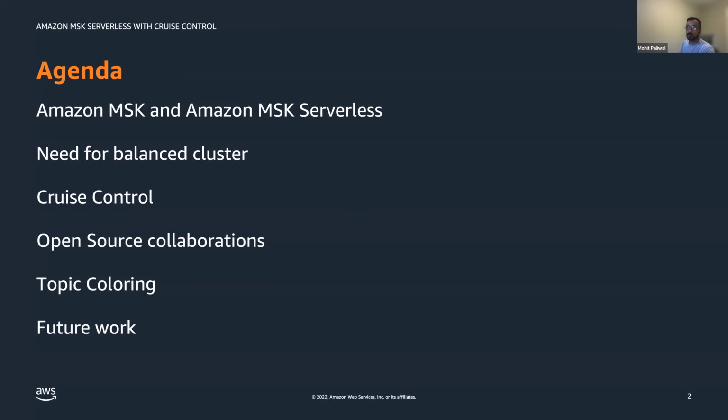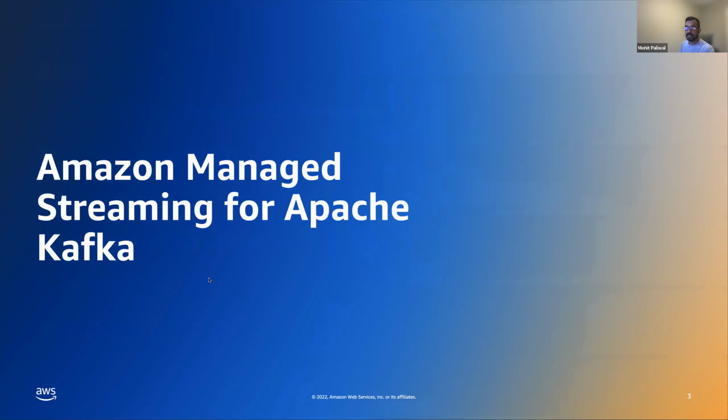Right. So what I want to cover today is Amazon MSK and Amazon MSK serverless, a brief background and history of them. With Kafka, what is the need of a balanced cluster? Then what cruise control is, our open source collaborations with cruise control maintainers. And then I'm going to talk about something very interesting, which is topic coloring and the future work, right? So let's begin. So Amazon MSK stands for Amazon Managed Streaming for Apache Kafka.